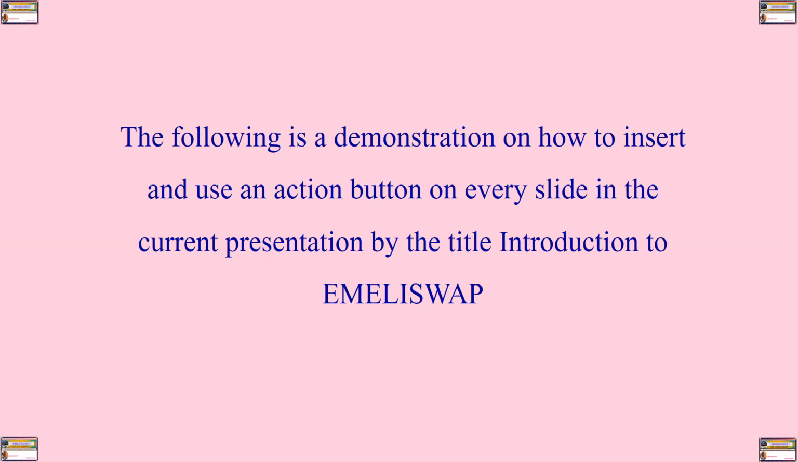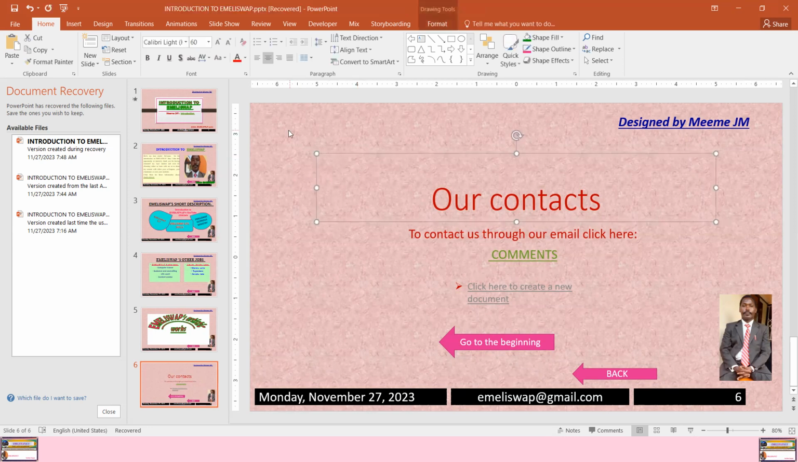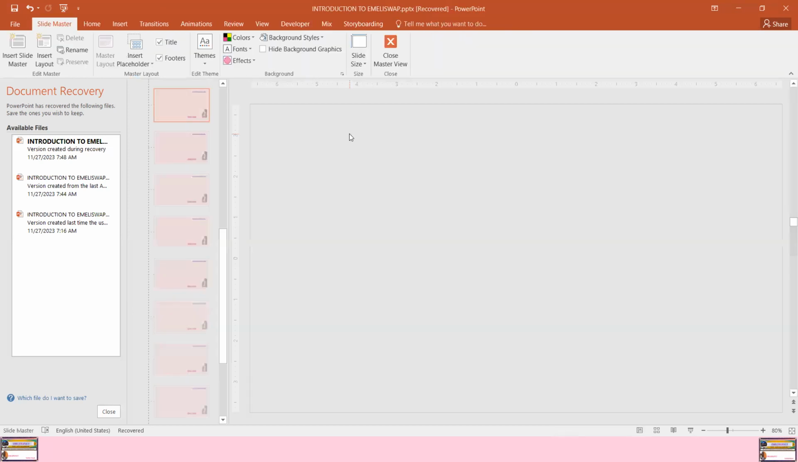The following is therefore a demonstration on how to insert and use an action button on every slide in the current presentation by the title Introduction to ML Swap. So if you wanted to add an action button on each and every slide in this presentation, we need to do as follows. You click on the View menu and then click on Slide Master.